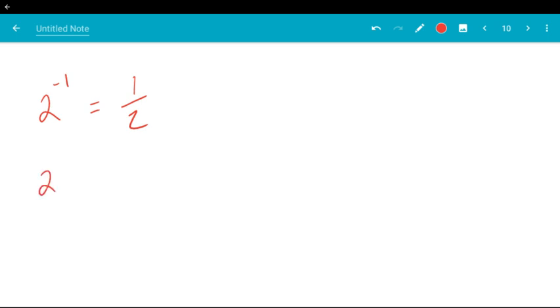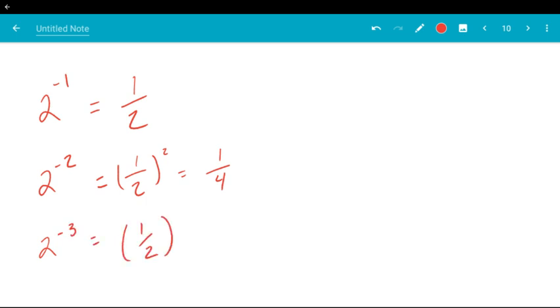If I have 2 to the negative second power, again, we want the reciprocal. That's what the negative stands for. So I can change this problem to 1/2, and we still need to raise it to the second power. So my answer is then 1/4. Again, 2 to the negative third power. The negative means we want the reciprocal. Then we need to raise it to the third power. So 1/8.